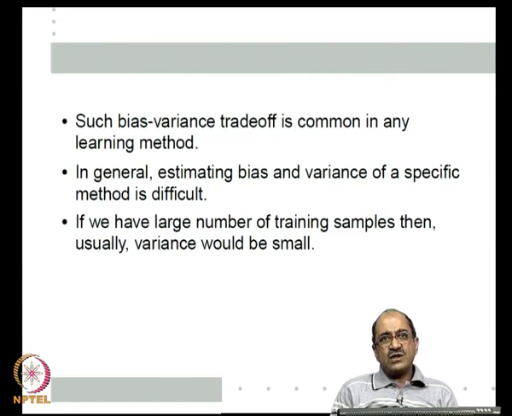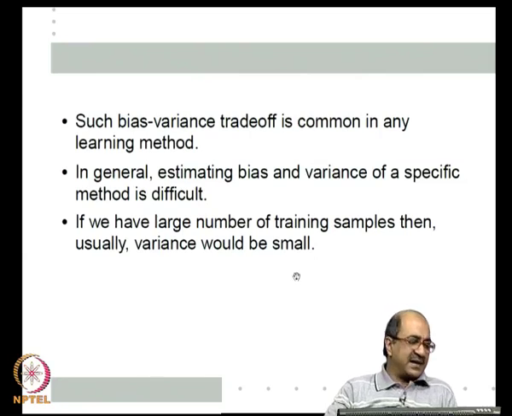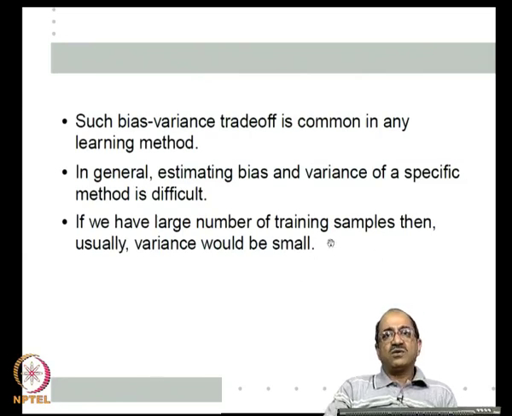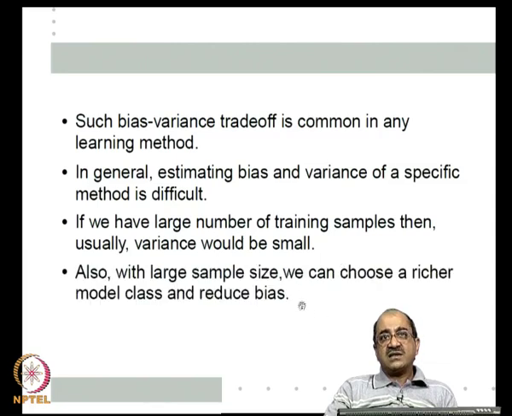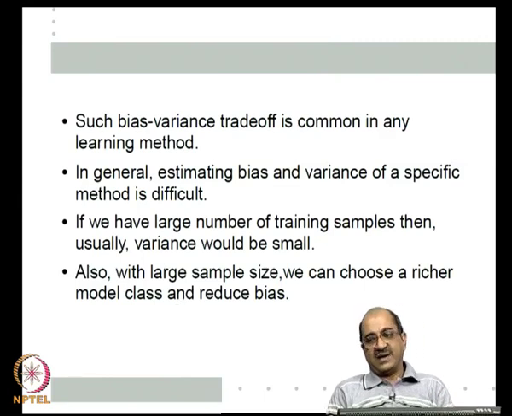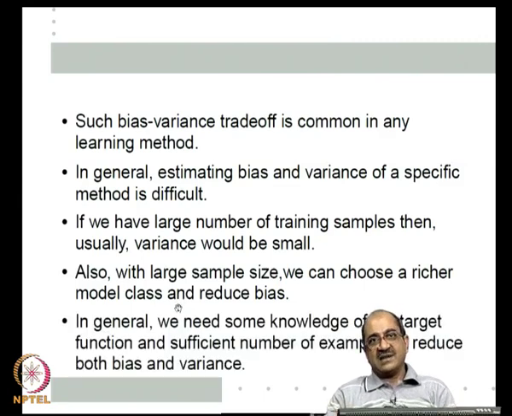The generic issue is if you have a large number of training samples, then usually variance would be small. So, variance can be reduced by having enough training data. If you have large training data, there is generally no problem, okay, because your variance will be small. Also, if I have large training data, then I can choose a richer model class and hence reduce bias. So, in general that is fine, but very often we do not get large training data.